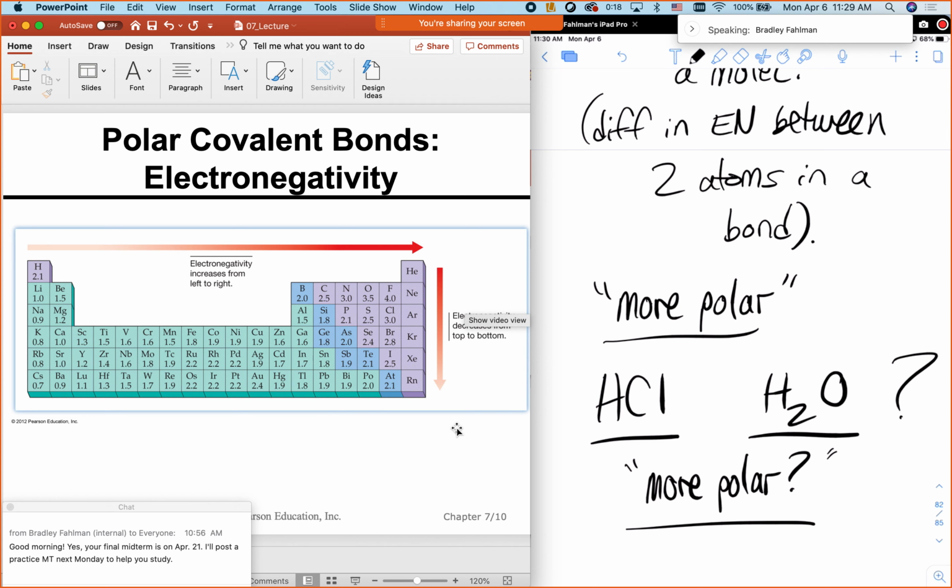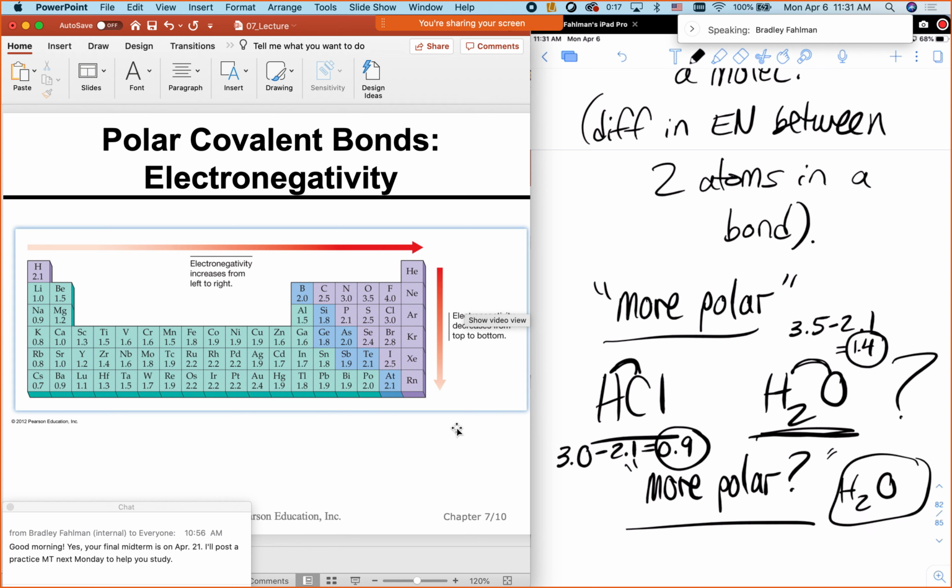You would just look at the difference in electronegativity between chlorine and hydrogen. Chlorine is 3.0 and hydrogen is 2.1, so that's a 0.9 difference. Versus here between oxygen and hydrogen, that's 3.5 minus 2.1, which is 1.4. So we would say water is more polar than hydrogen chloride, and this is also one way to distinguish.